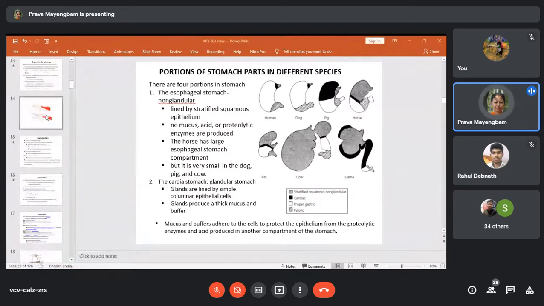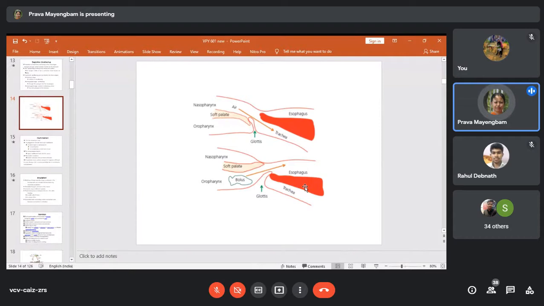Diagrammatically, I can show you. Have a look at this figure. You see, there is a common passage. This is the mouth, ending towards the esophagus. So there is a common passage for food as well as air. The air will be passing through the trachea during inspiration, and the food will be passing to the esophagus.